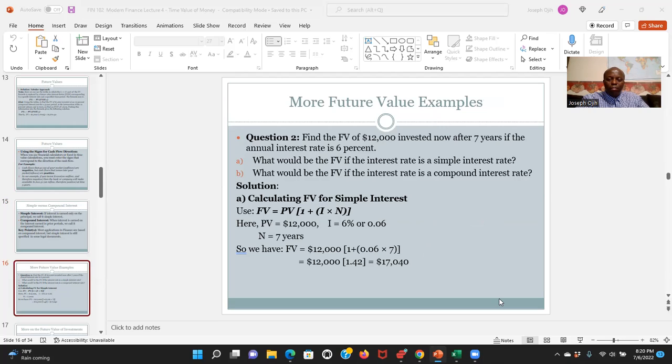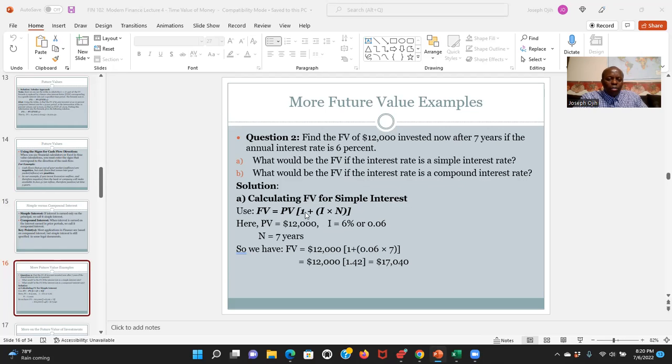It says, find the future value of $12,000 invested now after 7 years if the annual interest is 6%. So what would be the future value if the interest is a simple interest, right? And what would be the future value if the interest is a compound interest rate? So we do the same question, first assuming that it is a simple interest rate, then assuming that it is a compound interest rate. We do the same thing.